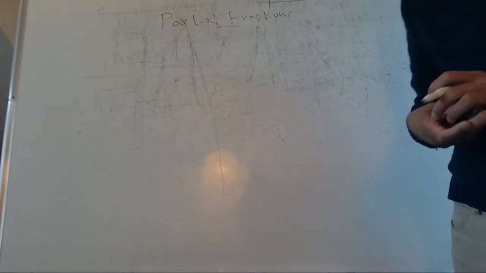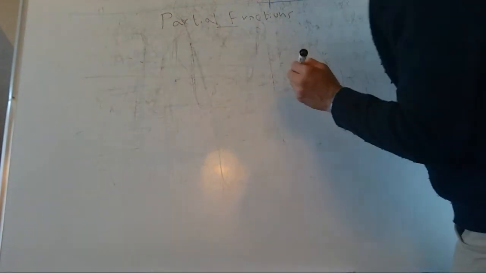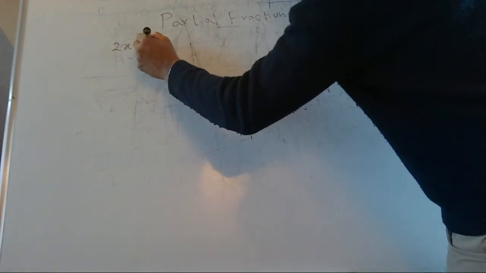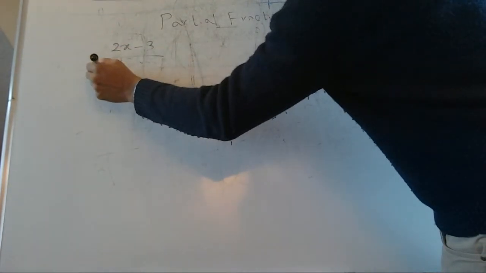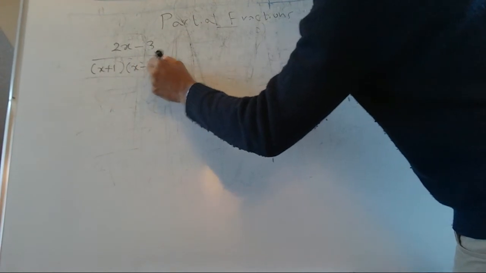Okay, in this video I'm going to go through partial fractions. So partial fractions are in the following form. So let's do a question. Let's say we have (2x - 3) over (x + 1)(x - 2).